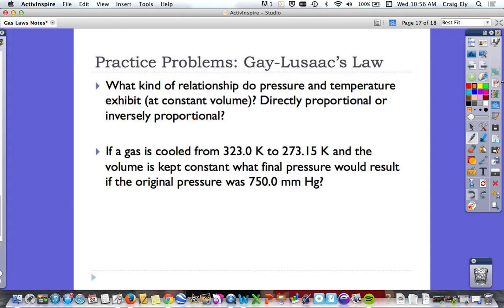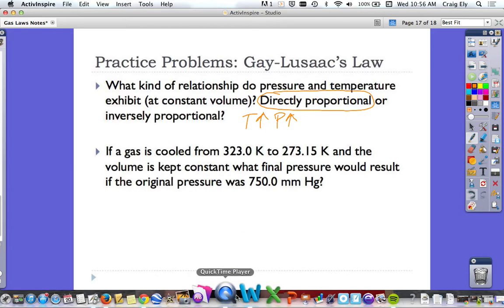Let's look at the relationship. What type of relationship? If temperature increases, then pressure increases. Again, we say that's a directly proportional relationship, just like Charles' law, the relationship between temperature and volume. Okay, directly proportional. Let's try a problem.